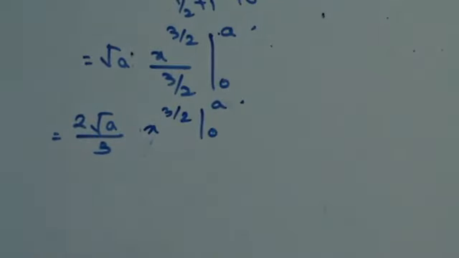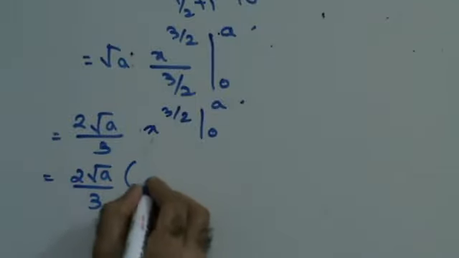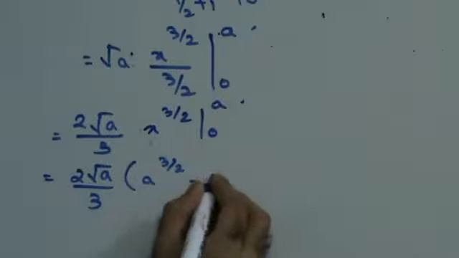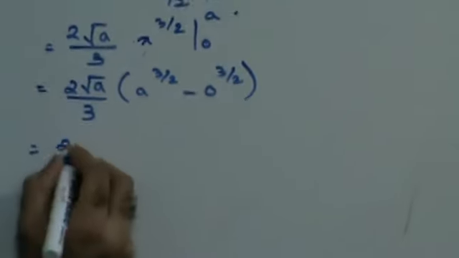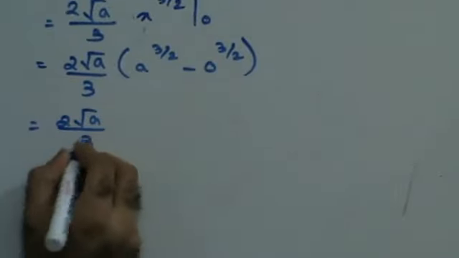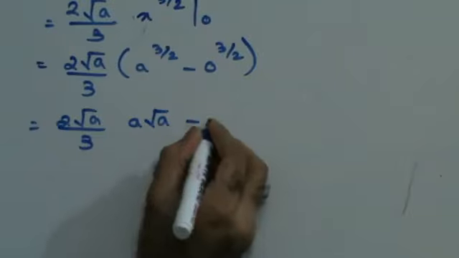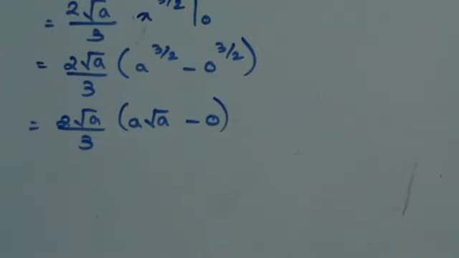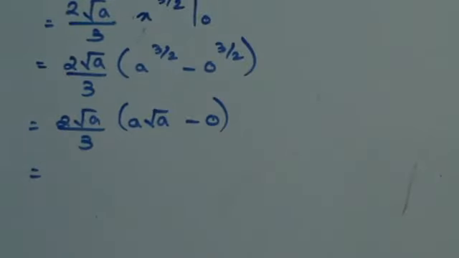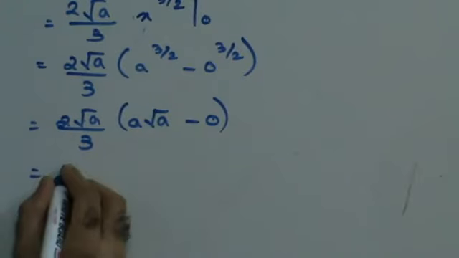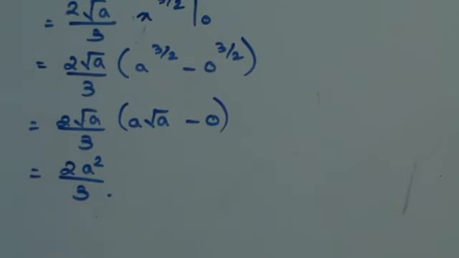Now upper limit minus lower limit. So this is 2 root a by 3 times (a raised to 3 by 2 minus 0 raised to 3 by 2). So this is going to be 2 root a by 3, a raised to 3 by 2 is nothing but a root a, minus 0. So this is going to be root a into root a is a, into a square. So this is 2a square by 3, right?